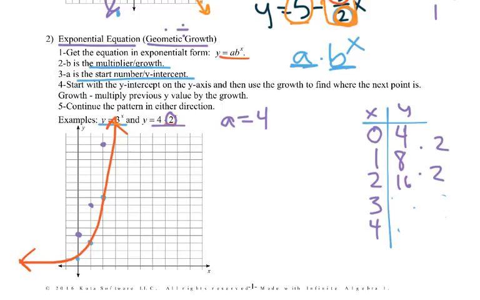Okay, 16 right there. Then 32. Then 64, and so on. So once again, it's going to start out low here and then shoot up pretty quick. Okay, and there's our second one.